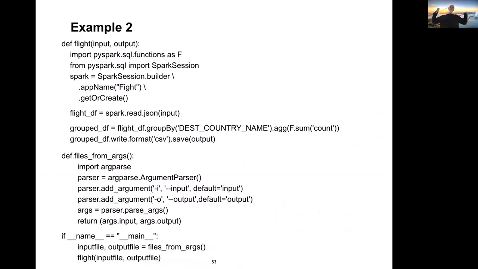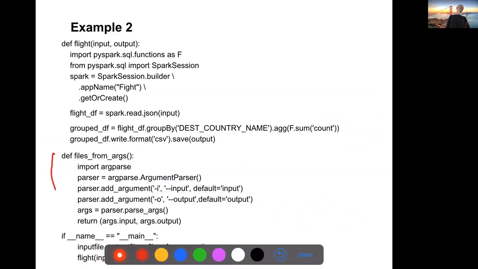Second example, this example is here to help illustrate input and output files. I've got a regular Python program that's going to parse the arguments, and I expect the arguments to have an input file and output file. Here's my main program, the standard Python call for Spark. Get my Spark session, build it, read my input file, do some calculation, and then write the output file.